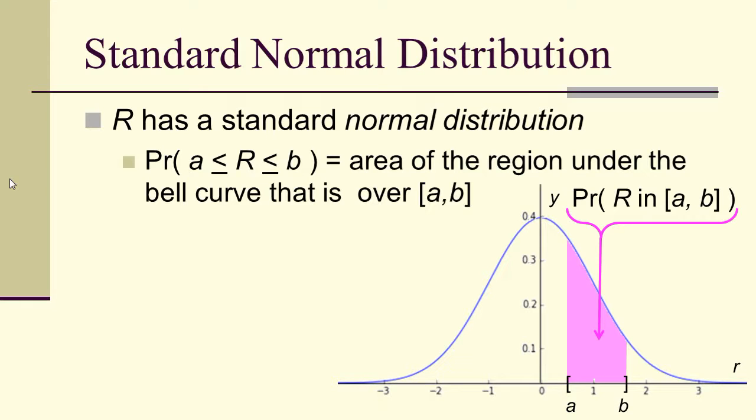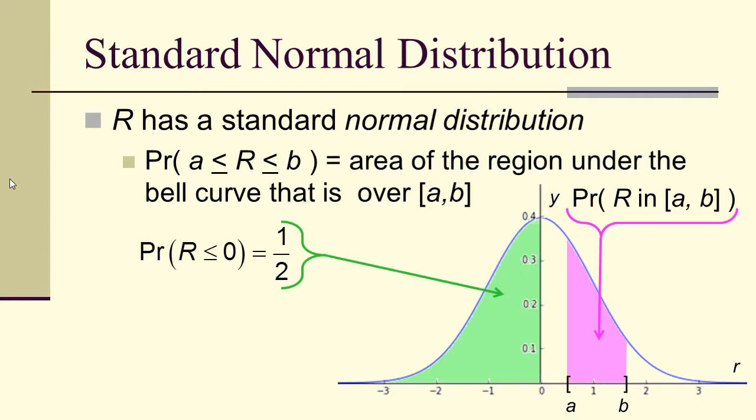So far has a standard normal distribution, and the area under the region of the bell curve that's over AB is the probability that R is in AB. So for instance, the probability that R is negative, given this standard normal distribution, is a half. And the probability that R is a number between negative infinity and positive infinity is 1, because R is a number.